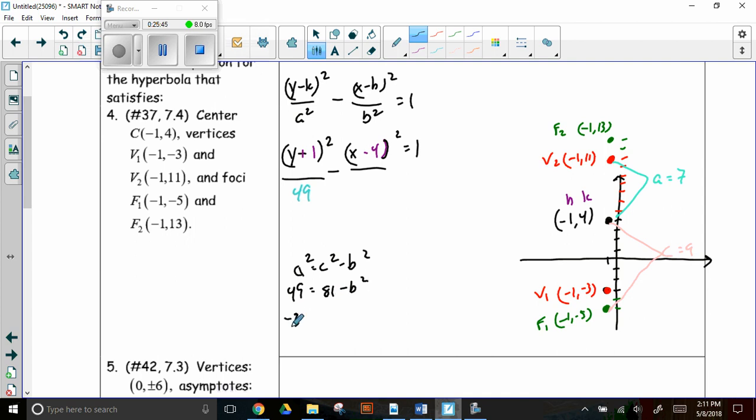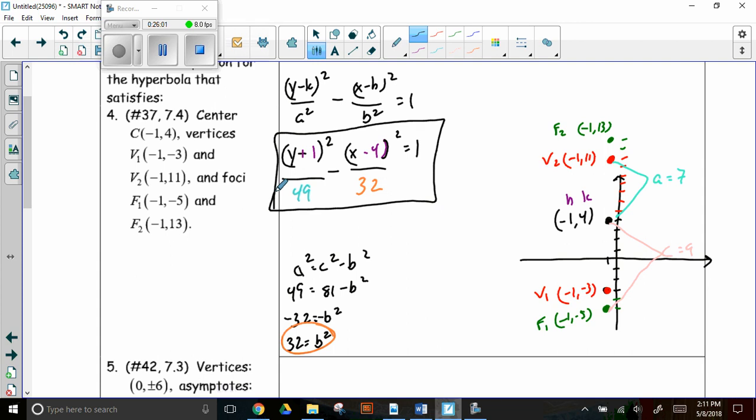Subtract the 81, we have negative 32 equals negative b squared. So 32 equals b squared. And now we can take that mess and plug it in. And we have our equation. So it's a matter of knowing your rules and being able to work backwards.